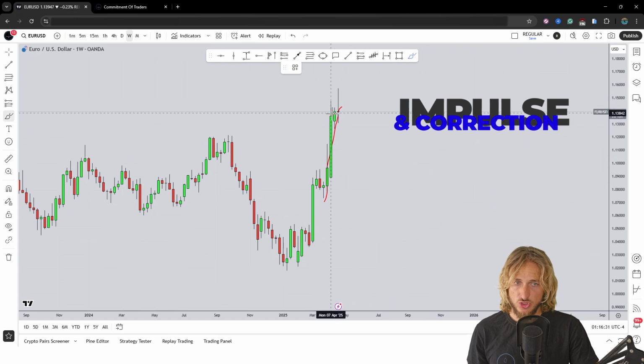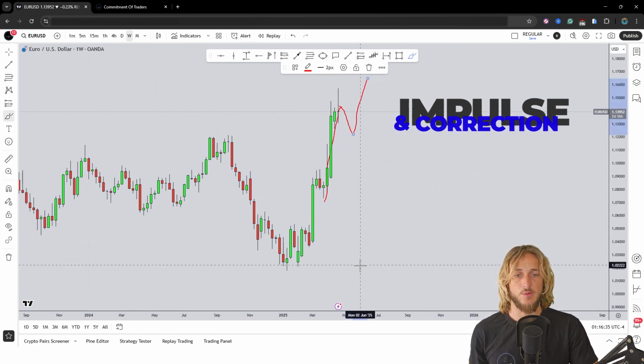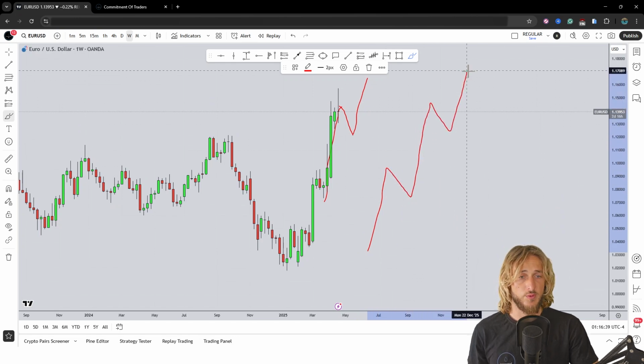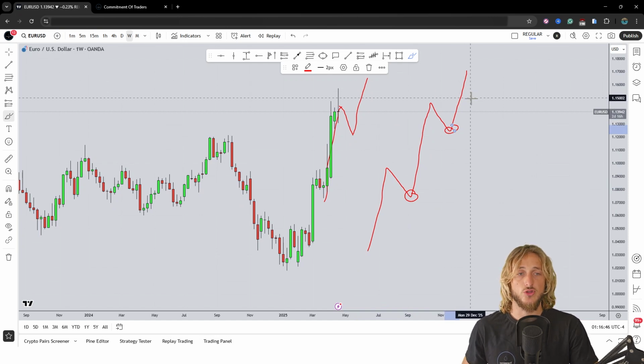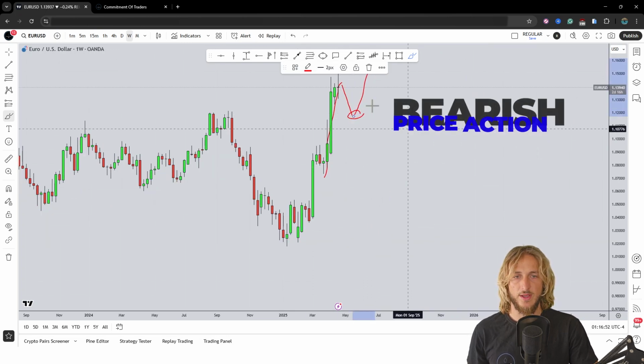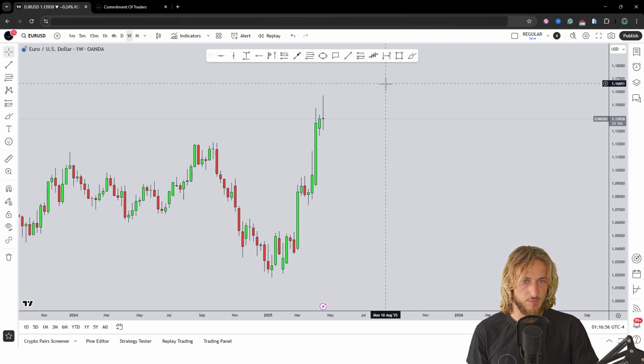The next logical step would be a correction and then the continuation to the upside, because that is how an uptrend develops. You have an impulse, correction, continuation, correction, continuation. These corrections give the possibility for new buyers to enter into the market and make the market not overextended to the upside. So in this case, a correction from this level would be a healthy correction before then more bullish continuation. That is definitely possible.